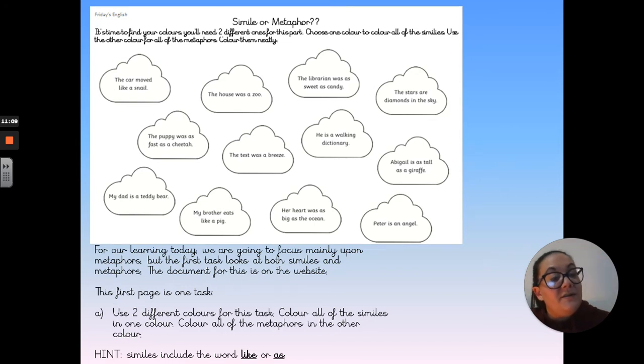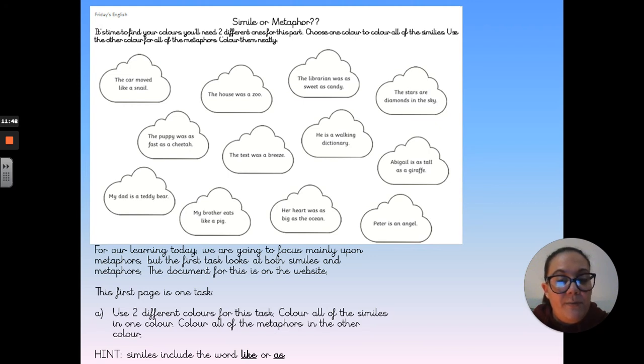Let's have a look at what I would like you to focus upon today though. This is the first sheet that comes within your English for today. Remember, if you are at home, the documents are all on the website, so you can download them or bring them up on screen and do it that way. You could do this in two columns in your book, or you could have it printed out and do it in colour. What I would like you to do is identify which ones are similes and which ones are metaphors. I've suggested using two colours here just because I'm a big fan of colour, you know that, and I think it'll help you to distinguish them really easily.